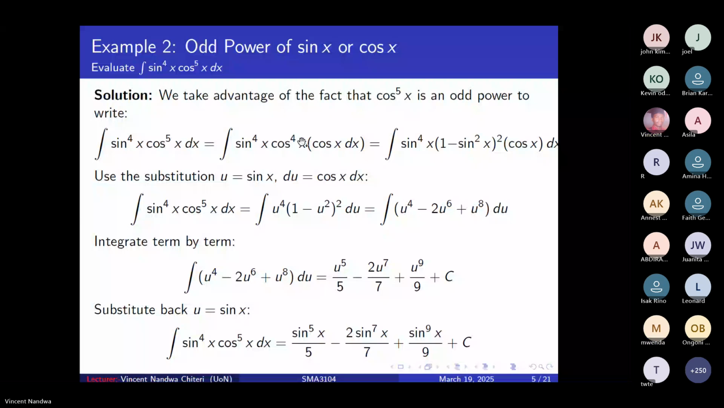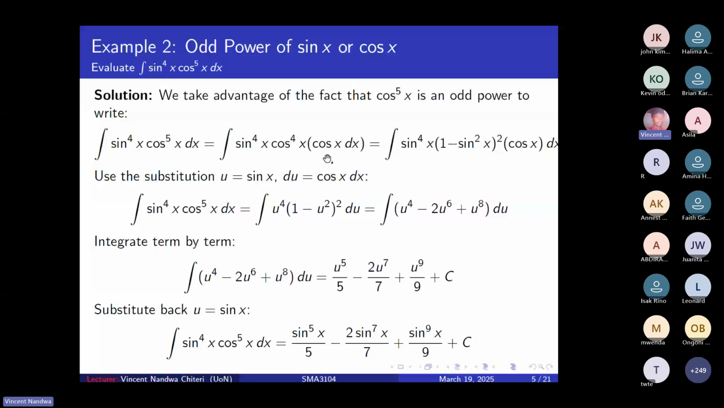So when the power is an odd number, rewrite that as a product of two functions, where one of them will be that same function to power 1, and then the other from the original odd power will give you an even power. So this will be sine power 4, cos power 4x, then cosine x dx. It's the same function, but we are now just splitting it to enable us to transform the integral into solvable form. So this remains to be sine power 4x.